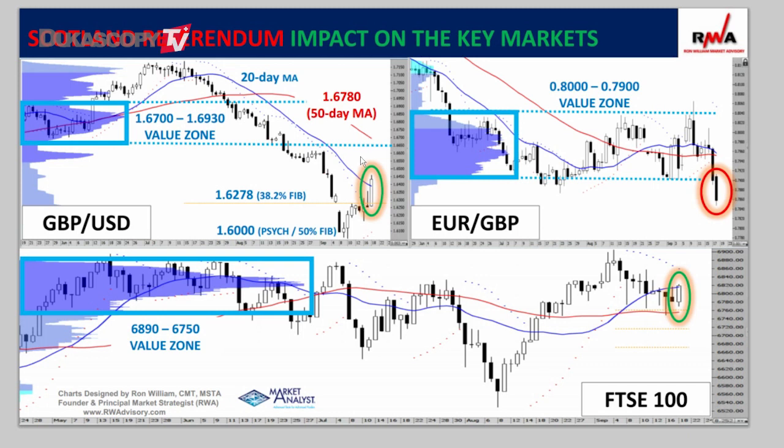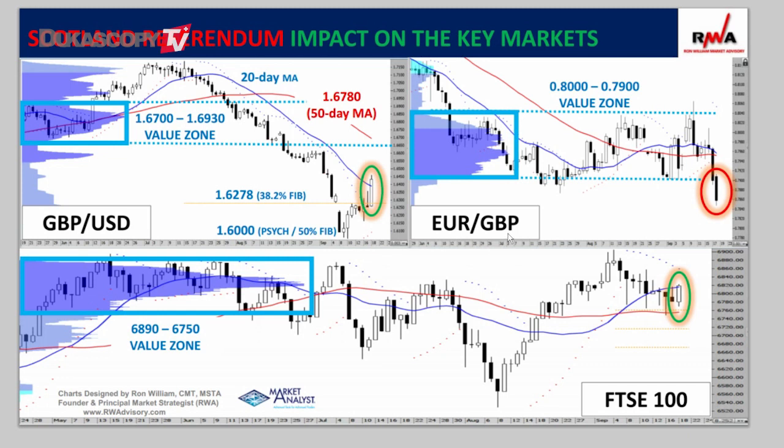One thing I have highlighted on the cable chart is this value zone. It's a statistical measure of probability fair value in the market on this time frame. And we see that between 167 and 169.30, this is the important value zone for overhead resistance that cable is likely to push up into. On the support side, we have 162.78, that's a Fibonacci level from a prior bull trend, and 160 psychological level and also a confluence level, 50% Fibonacci level.